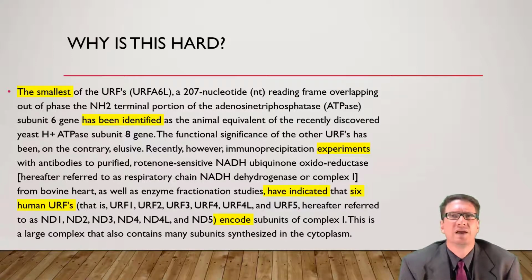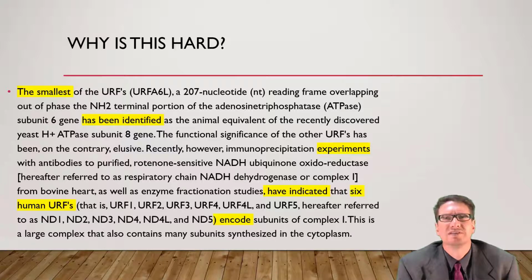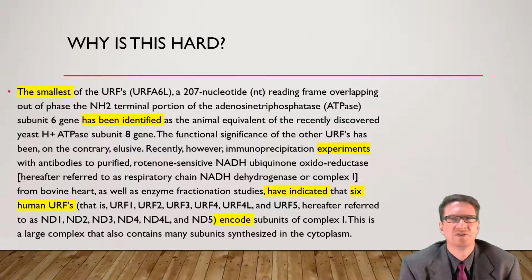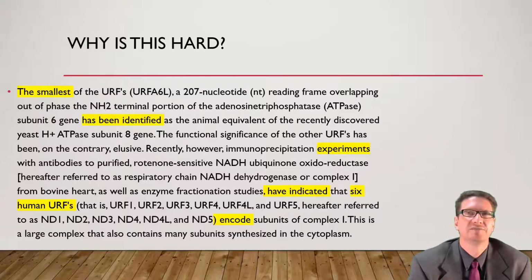Now you'll notice that there's a massive gap between the subject and verb pairs, and I've highlighted those pairs. So the smallest blah has been identified as blah. Recently, however, experiments blah blah blah have indicated that blah encode. Okay, note the gap. There's a huge gap. The grammatical subject, the smallest at the start, is separated from its verb has been identified by 23 words, which is more than half the sentence. It's too long. So what can we do about it?